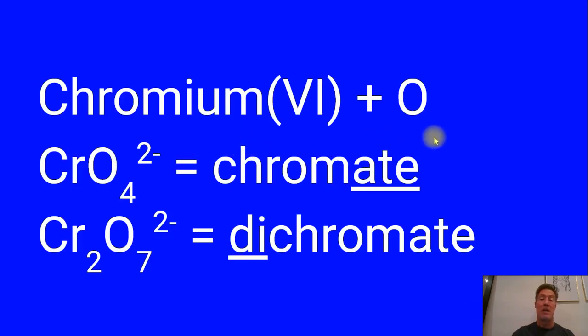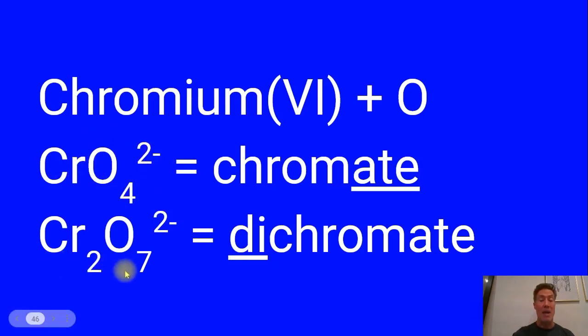Chromium is a little tougher here. So chromium, this is chromium 6 plus oxygen. So chromium 6 means this is a +6 ion. So if you add 4 -2's, that becomes a -8. -8 plus 6 leaves you a -2. So this is chromate. This is your chromium 6 added together with a -8, giving you a -2.